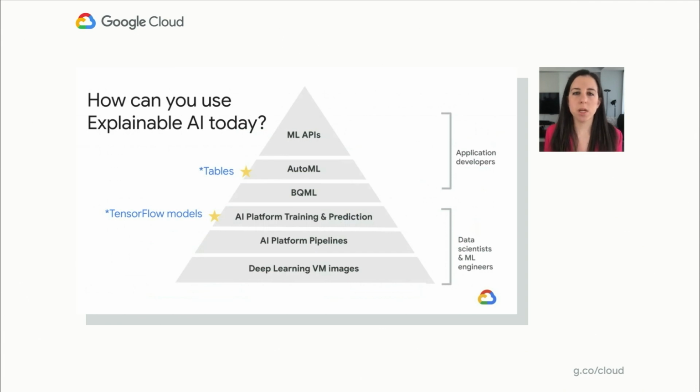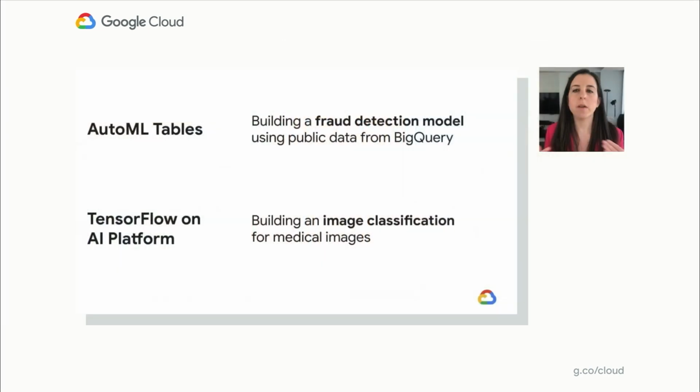Right now, you can use explainable AI on TensorFlow models that you deploy to AI Platform Prediction, along with tabular data models that you deploy to AutoML Tables. And with AutoML Tables, you get access to explainable AI by default. Later on in the presentation, I'm going to show live demos of both of these tools and how to use explainable AI with them. The first demo is going to show how to use AutoML Tables. In this demo, I'm going to show a fraud detection model that was trained on a public dataset that's available in BigQuery. And we'll show how we can use explainable AI to get both global and instance level explanations. For the second demo, I built an image classification model trained on medical images using TensorFlow and deployed that to AI Platform with explanations.